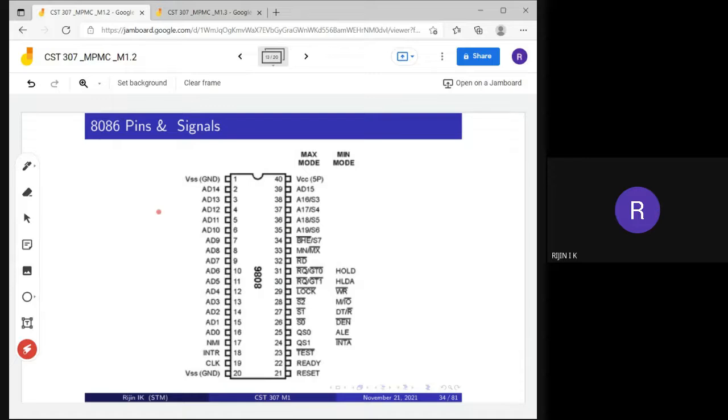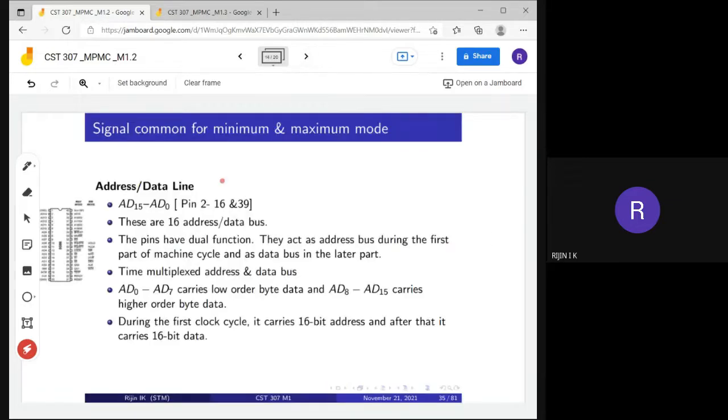We looked at its pin diagram, right? There are 40 pins. Okay, 40 pins are there. Through these pins our signals are transferred. So first, we can discuss the signals which are common for minimum and maximum mode.